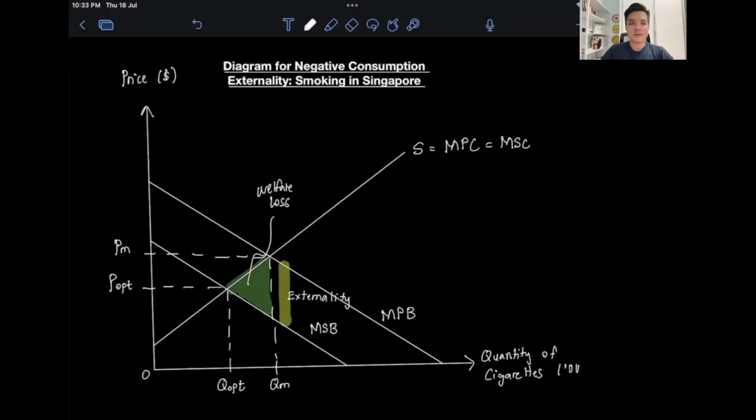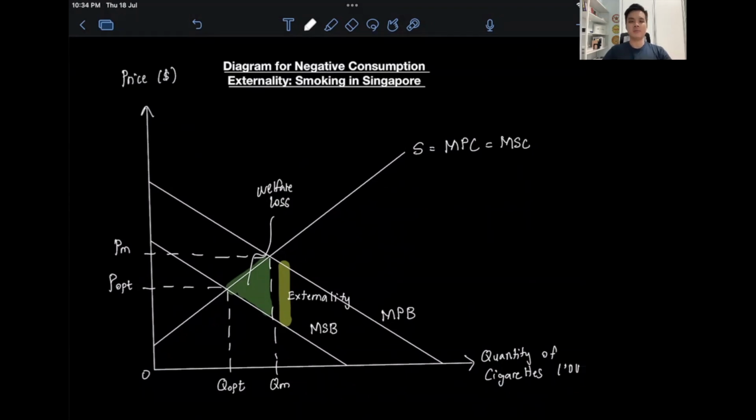Hey friends, negative consumption externalities refer to external costs on society created by consumers consuming goods and services. A very common example of a negative consumption externality would be smoking. Smoking in public places creates health issues not just for the individual smoker, but also for other people who breathe in secondhand smoke. And this leads to health issues even among the non-smokers.